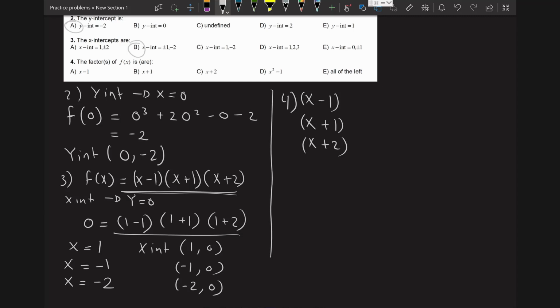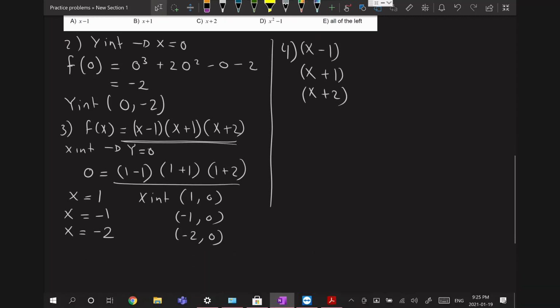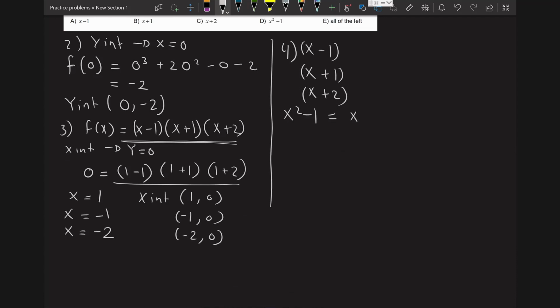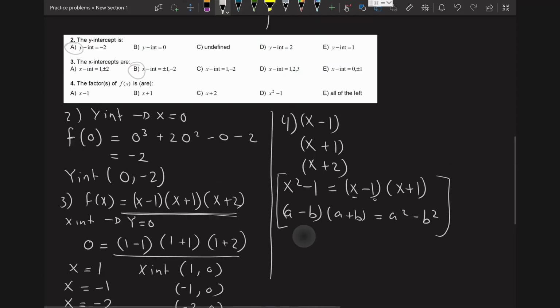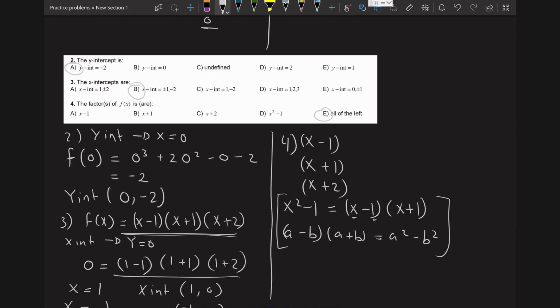And for the x squared minus 1, well, x squared minus 1 is equal to x minus 1 times x plus 1. It's an example of the difference of squares, where if you multiply two factors that have different signs, you're going to get the first term squared minus the second term squared. So a minus b multiplied by a plus b is equal to a squared minus b squared. That's a good piece of information to know if you don't already know that. So then that answer would be E.